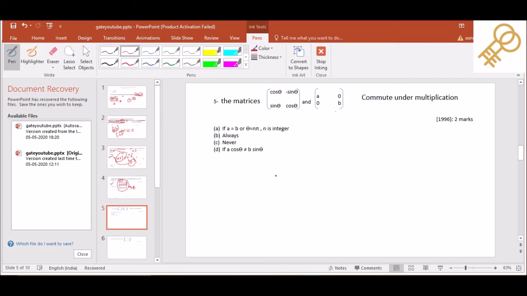So guys, coming to the next question, it was asked in 1996 for 2 marks, and there are two matrices, and the question is asking under which conditions we can tell that these two matrices commute with each other under multiplication. This is your first matrix. Now you have another matrix, whose elements are a, 0 and 0, b.